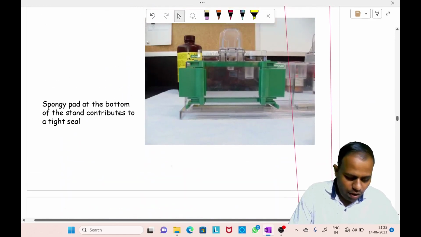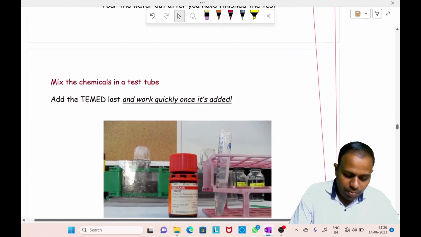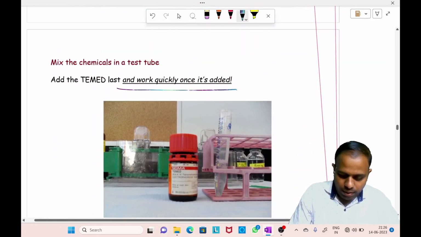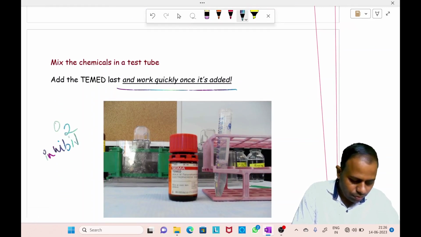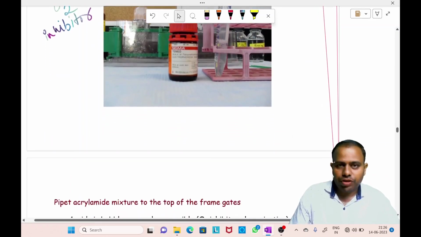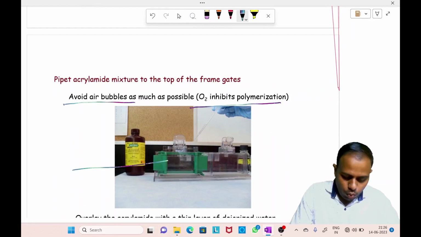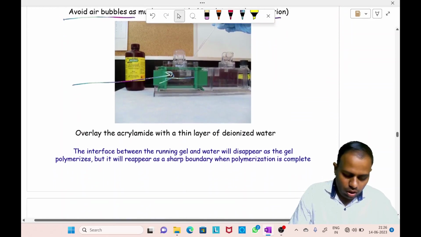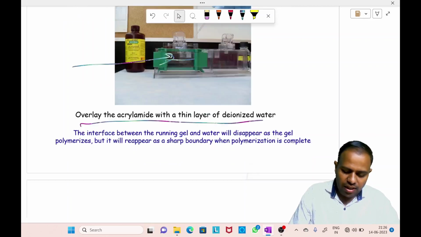Okay, why do you have to wash it with the deionized water? I'll tell you, because the process of polymerization happens quickly, plus oxygen is an inhibitor of this process. Okay, oxygen inhibits polymerization, so therefore you have to avoid the air bubble, plus you have to put water in this layer when you have poured the gel. Okay, so over the gel there will be a thin layer of deionized water, and you can remove this deionized water using tissue paper and all, and then you have to put the next gel and wait for polymerization.